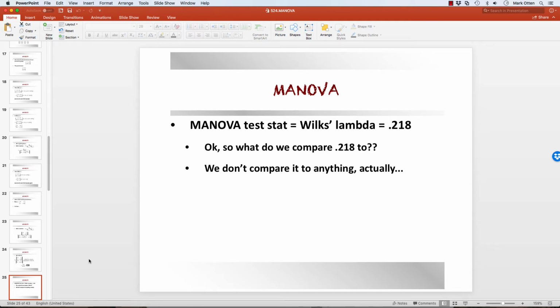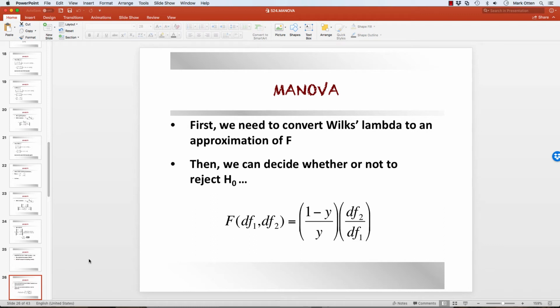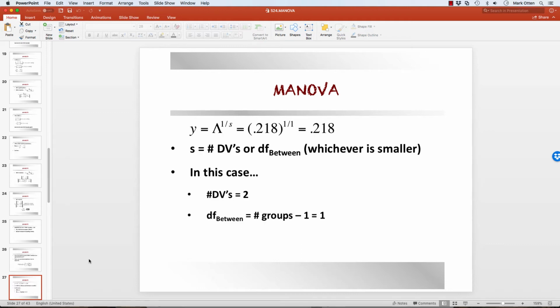So Wilks lambda falls on a distribution, but it doesn't fall on a distribution that allows for critical value and decision making just yet. So what it does do, however, is allow you to convert to F if you convert by this little mini formula here. So we're going to need Y, and we're going to need 2 degrees of freedom values. So the Y here is you take your Wilks lambda and you just put an exponent to it, and basically you're scaling it for how many dependent variables you have, and also how many groups you have within your independent variable.